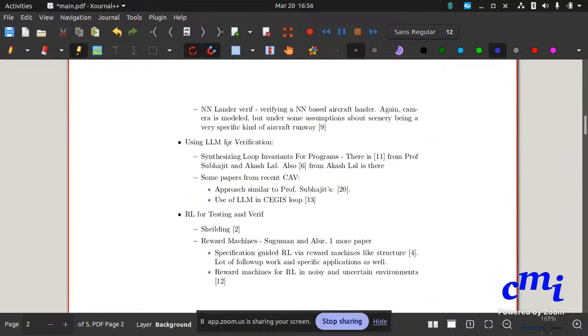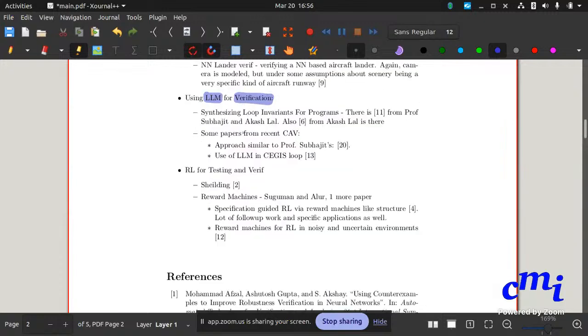Of course, there is a lot of work on LLMs for verification, since this is a course on the intersection of formal methods and machine learning. This is the other way around, using machine learning for formal methods. So using LLMs for verification, specifically program verification, there are a lot of interesting works.